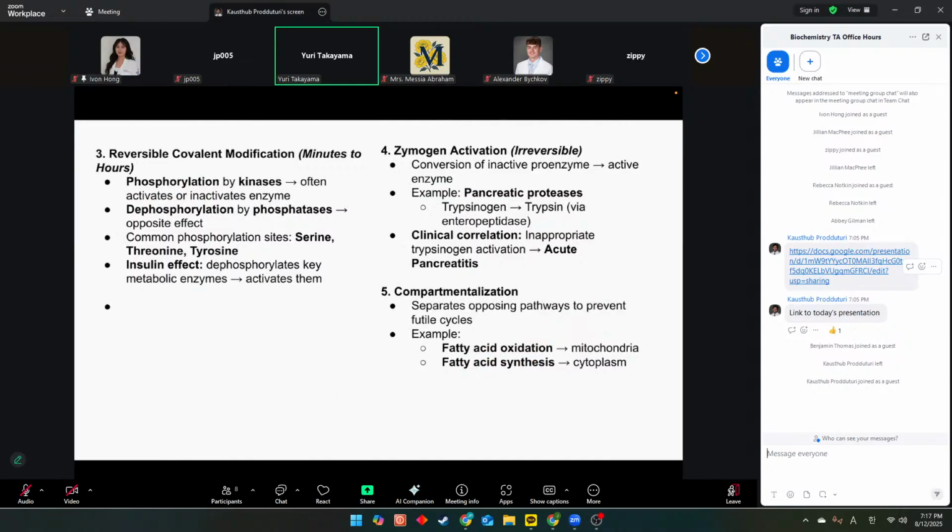And there's reversible covalent modification. So enzymes can be activated or inactivated by covalent modification, most commonly phosphorylation and dephosphorylation. Note that kinases add phosphate groups and phosphatases remove them. The key amino acids here are serine, threonine, and tyrosine. And there's one classic high yield fact: insulin always dephosphorylates key metabolism enzymes, which generally activates them.